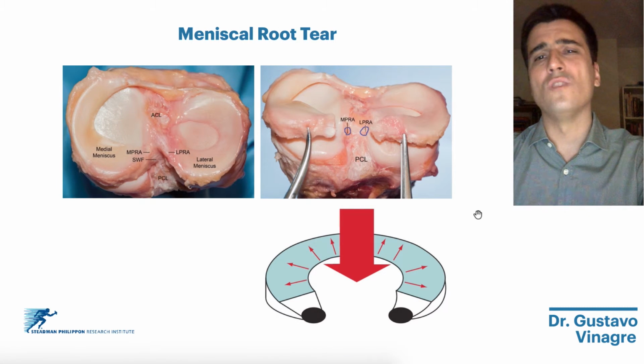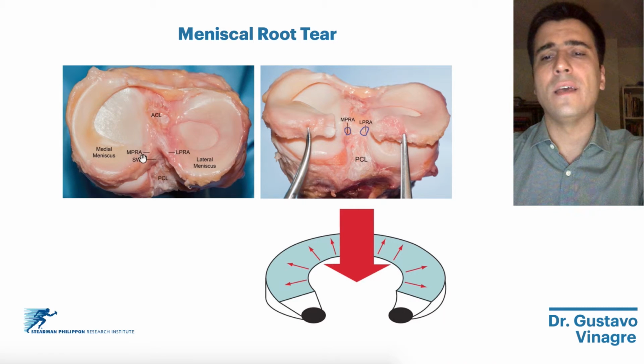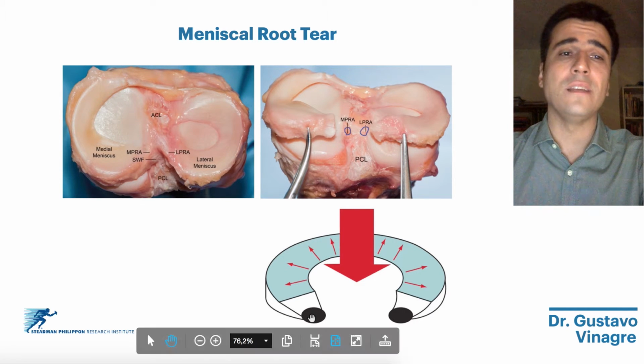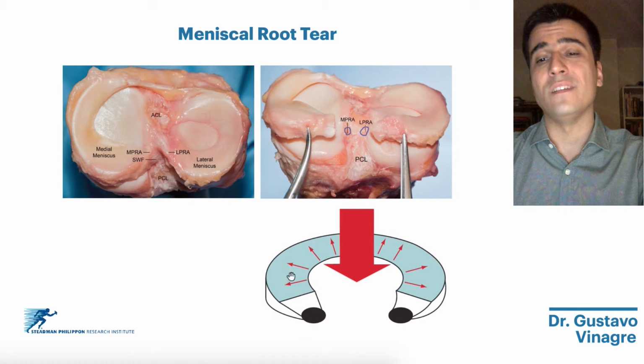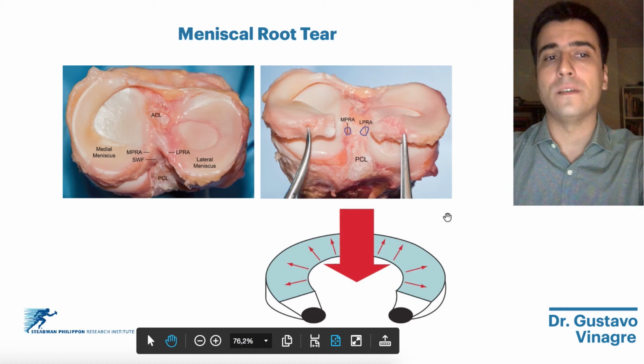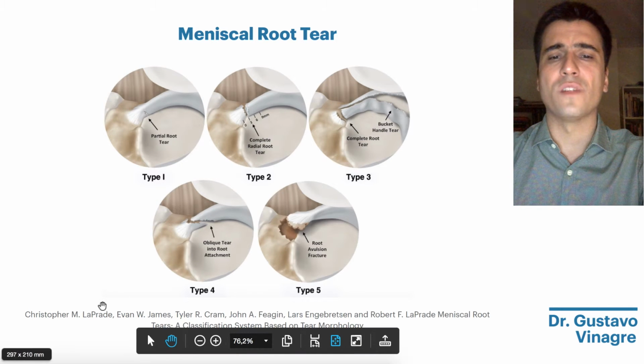So let's move on to the meniscal root tear. There are 4 meniscal roots, as you can see here. There is the attachment of the meniscus into the tibia, as you can see here. Sometimes you have tears, and if you have a tear of the meniscal root or the meniscotibial ligament, it is like having a total meniscectomy, as the meniscus is not functioning as a load-bearing structure. There are some types of classifications, as you see here from the LaPrade group.